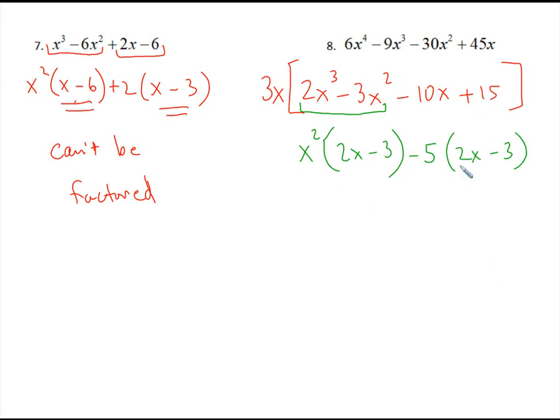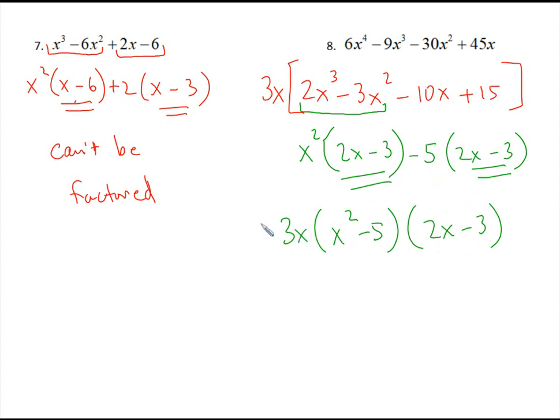Okay, so our binomials are the same, so that tells us we're doing it correctly. So I have x squared minus 5 as one factor, and 2x minus 3 as the other factor. And don't forget your GCF, 3x. That's your final answer there. Okay.